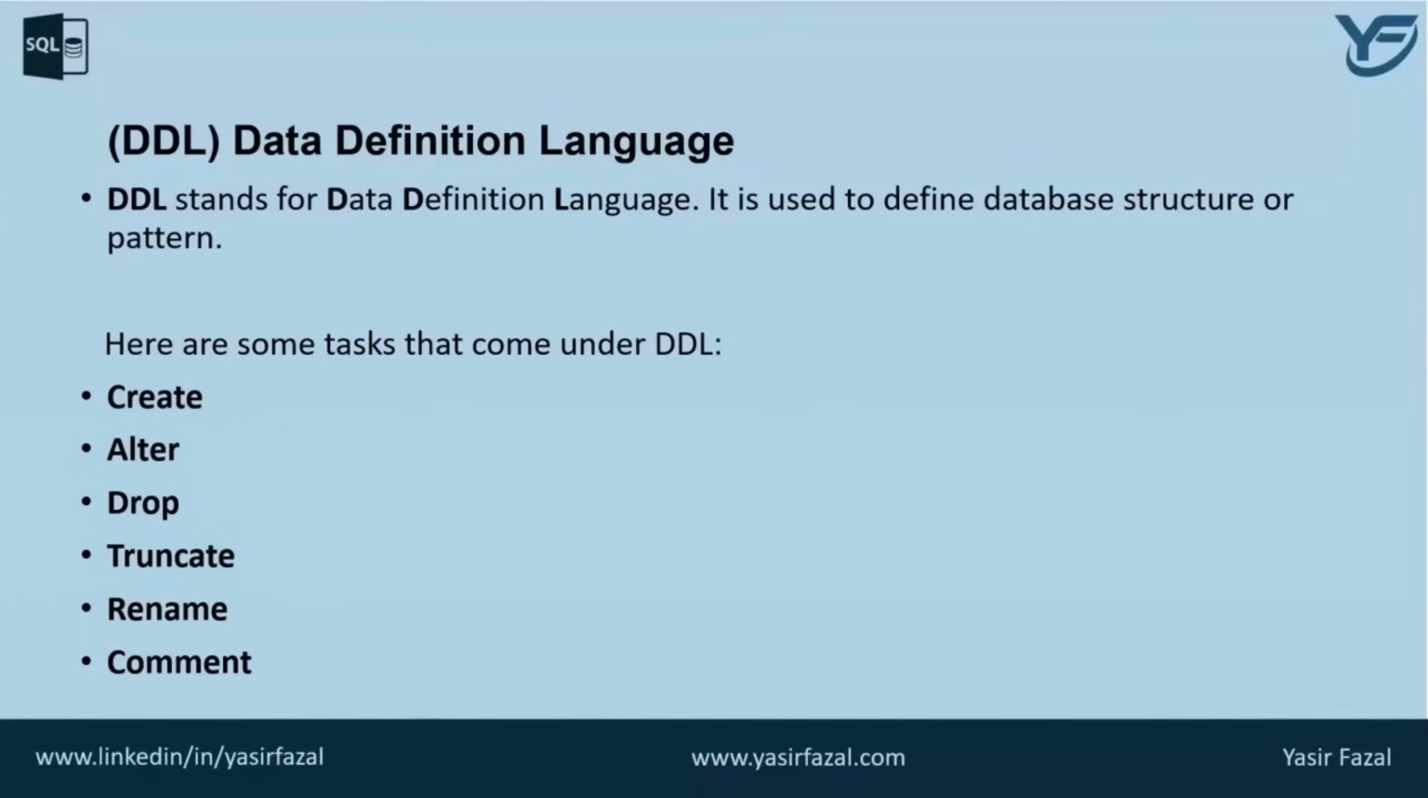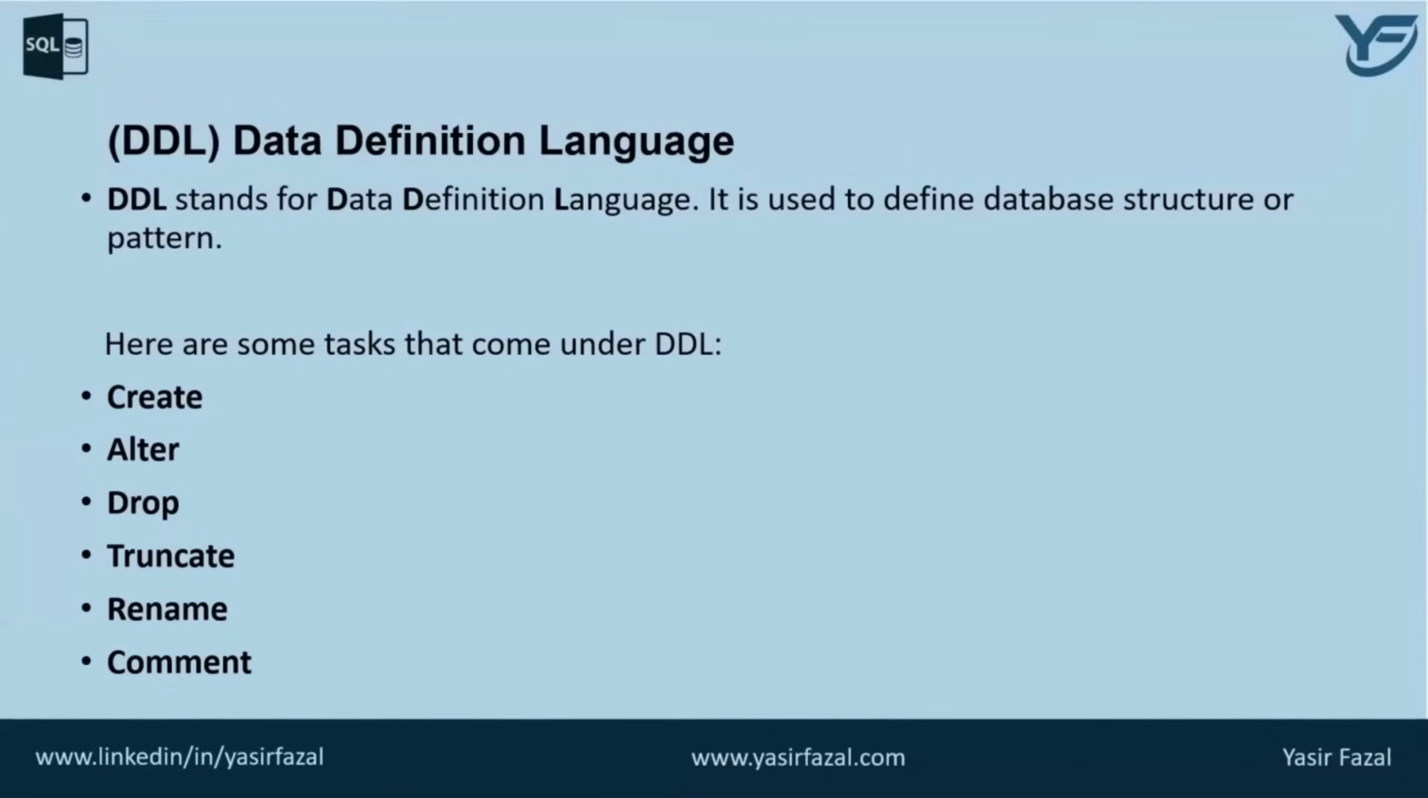So the next word is alter, and it is actually used to alter the structure of the database. For example, I need to alter the table, I need to alter the stored procedure, I need to alter the view. Next one is drop. A drop is actually used to delete objects from the database. For example, I need to drop the table. Truncate is actually used to remove all records from a table, so you can utilize it to remove all the data in one go from the table.